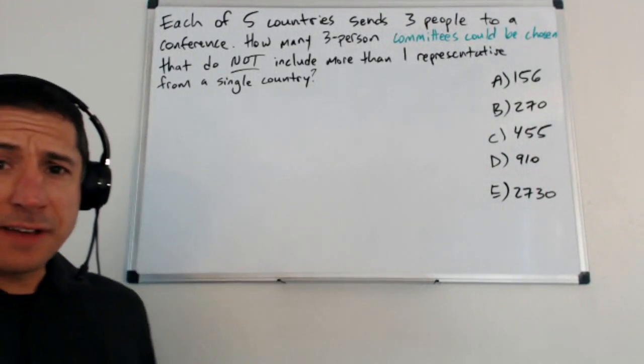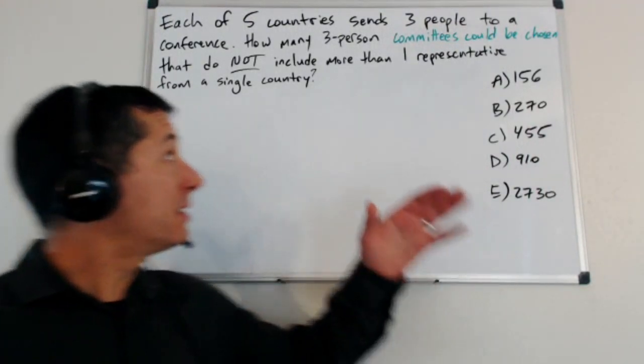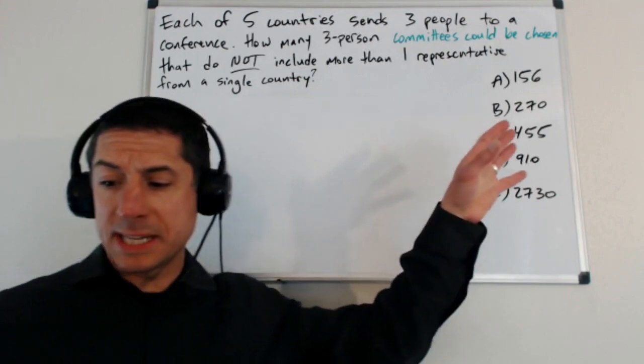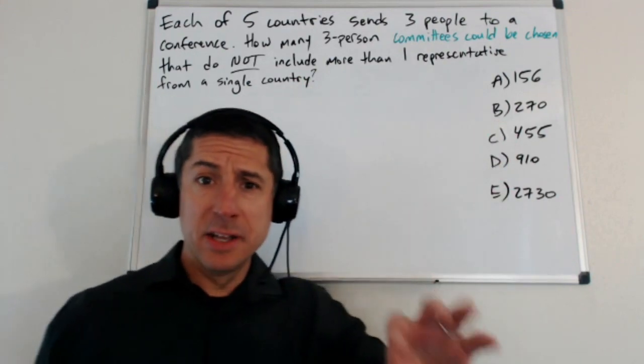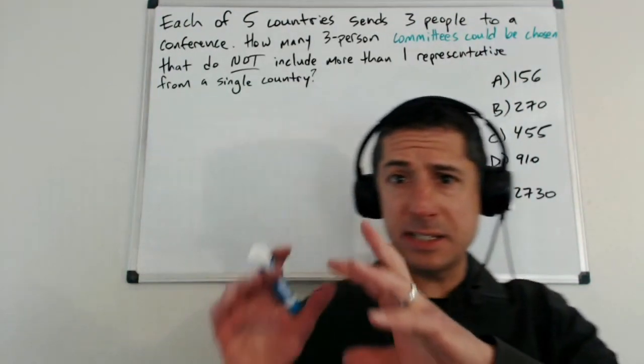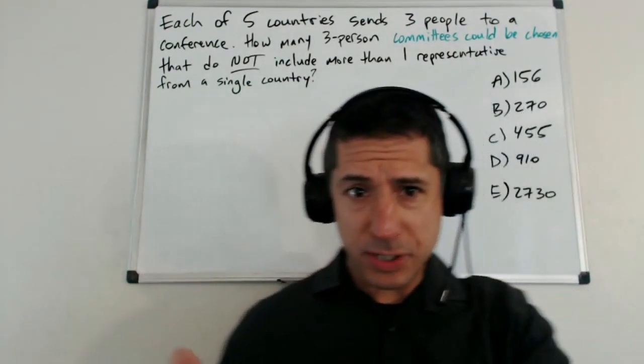Okay, so we've got each of five countries sending three people to a conference, and we're going to choose some three-person committees that don't include more than one representative from a single country. So that three-person committee has to be comprised of three people from three different countries.